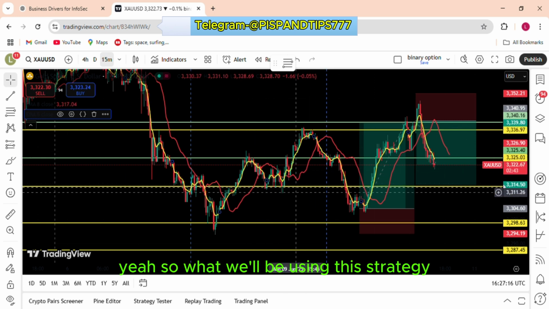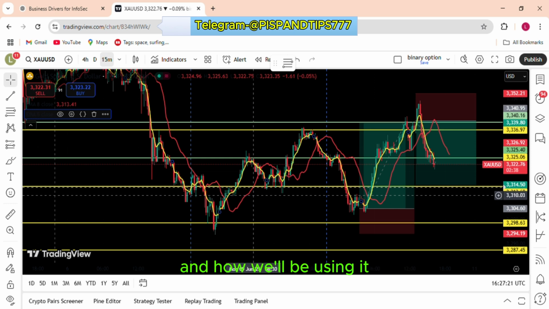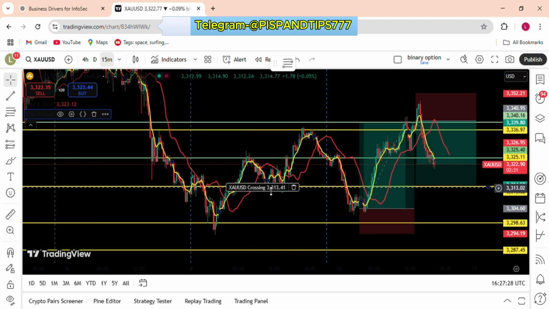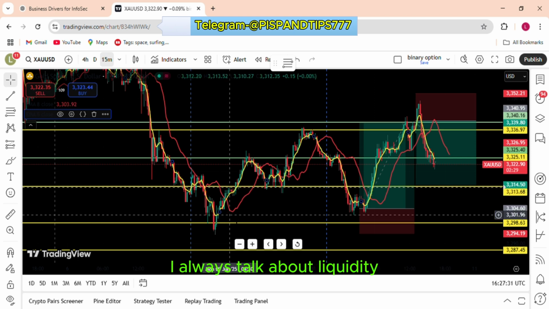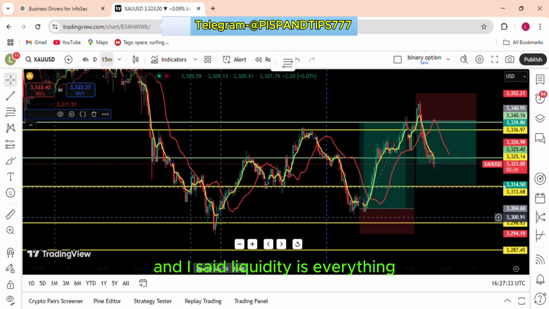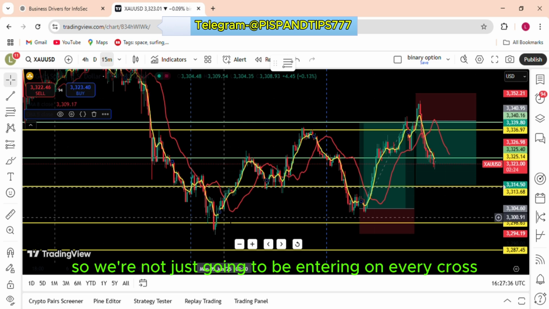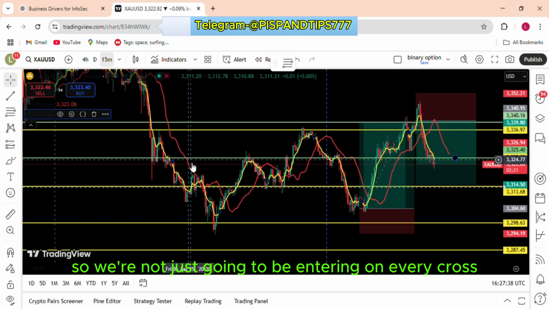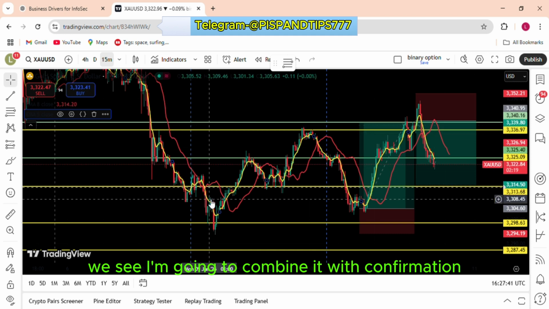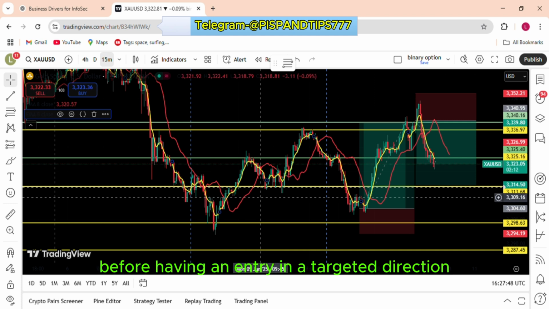What we'll be doing with this strategy is combining it with support and liquidity levels. If you've watched my videos, I always talk about liquidity, and I said liquidity is everything. So we're not just going to be entering on every cross we see. We're going to combine it with confirmation from a liquidity sweep before having an entry in a targeted direction.